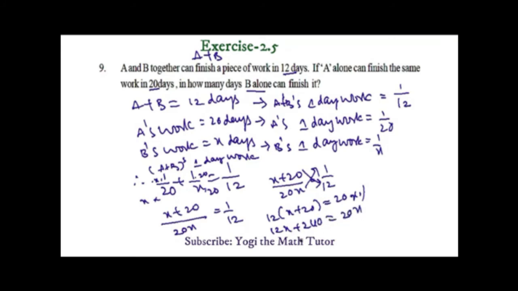Now transfer the x to the left side. So 12x minus 20x is equal to minus 240, so plus 240 we are transposing to the right side will become minus 240. The next step will become 12 minus 20 will become minus 8x, which is equal to minus 240. So cancel the negative, then 8 times 3 is 24, then x is equal to 30 is the answer.